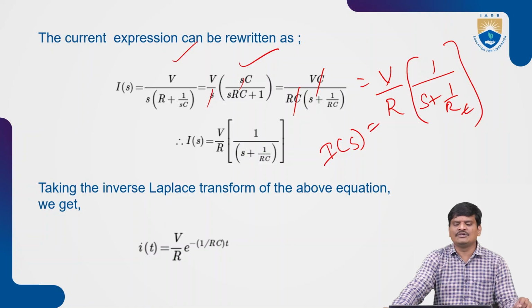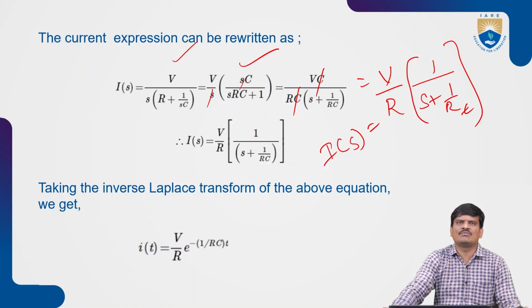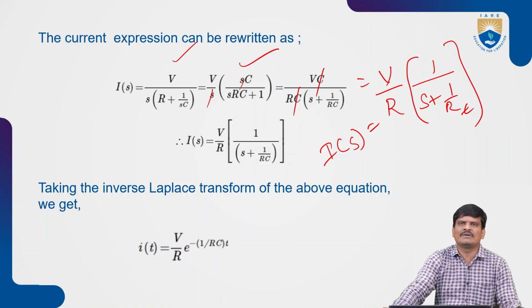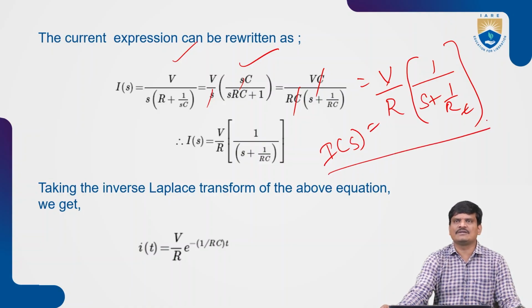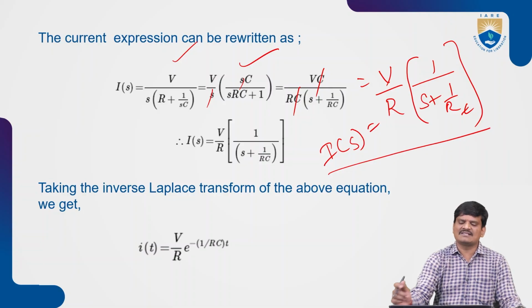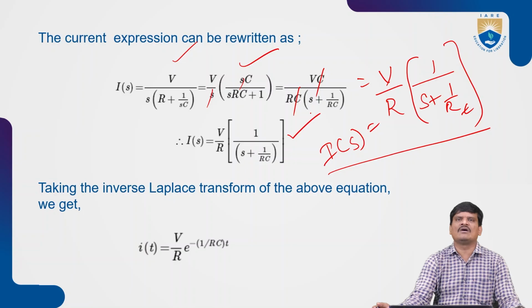So due to that particular reason, I have reframed the expression of current whatever I have got earlier in order to use the standard formulas of inverse Laplace transform here. So after rearranging and reframing the parameters by taking common parameters and rearranging the denominator and numerator, the expression I have got is I of S equal to V by R into 1 by S plus 1 by RC. So this is the expression I got finally.